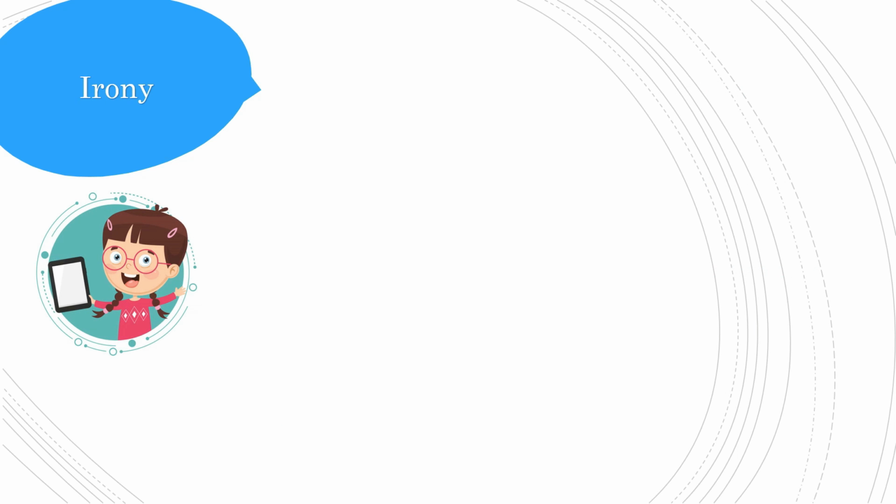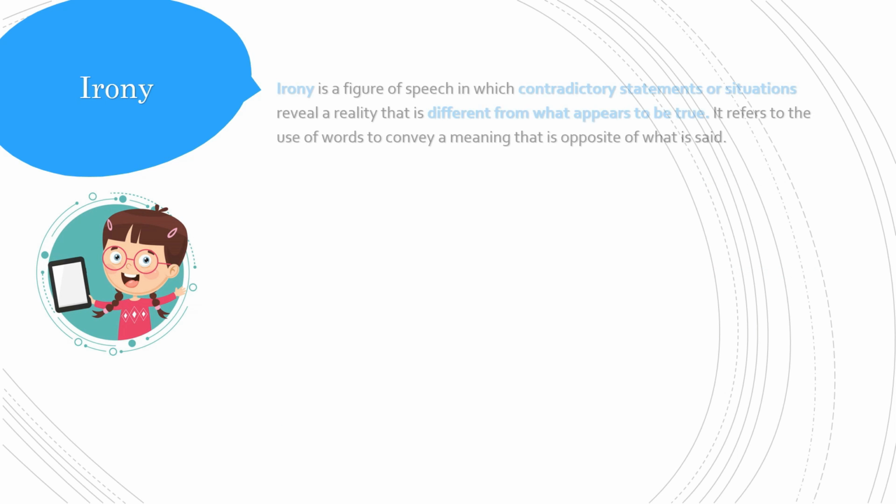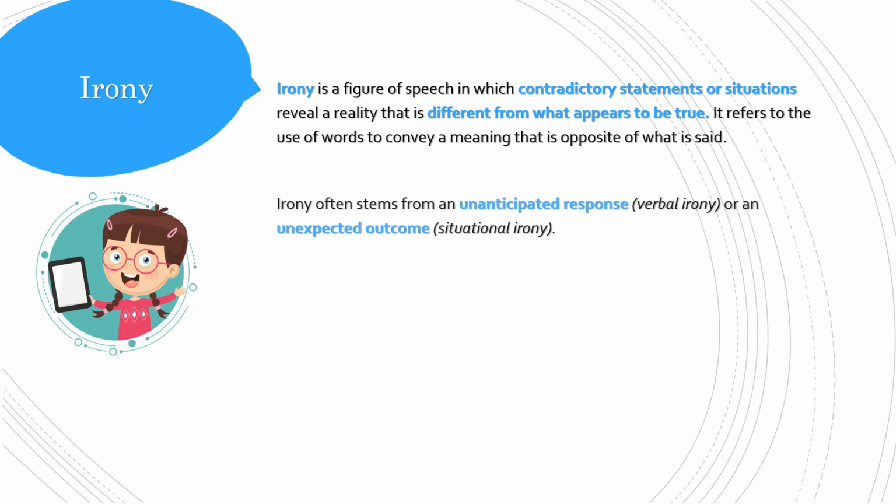Irony. Irony is a figure of speech in which contradictory statements, or situations, reveal a reality that is different from what appears to be true. It refers to the use of words to convey a meaning that is opposite of what is said. Irony often stems from an unanticipated response, also known as verbal irony, or an unexpected outcome, also known as situational irony.